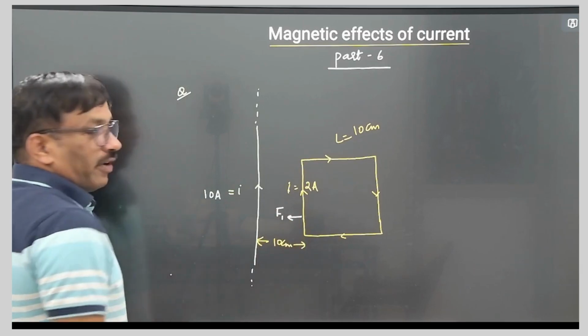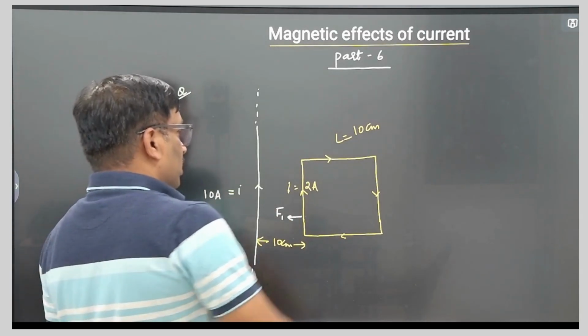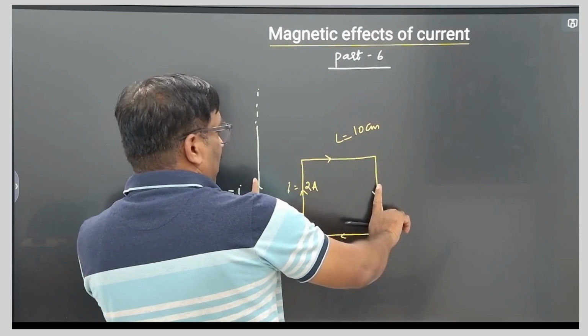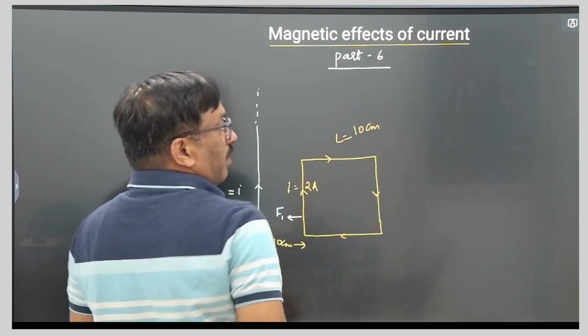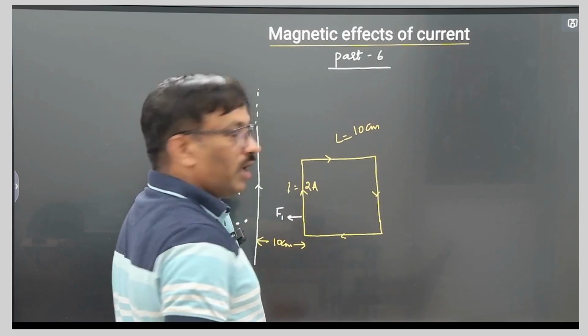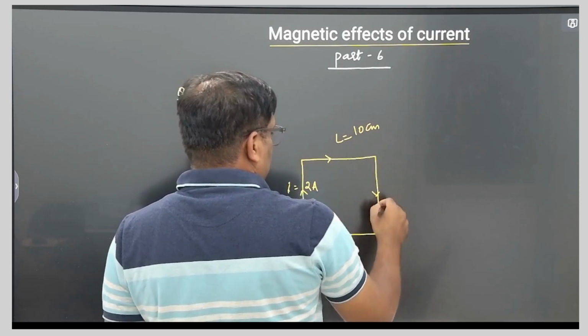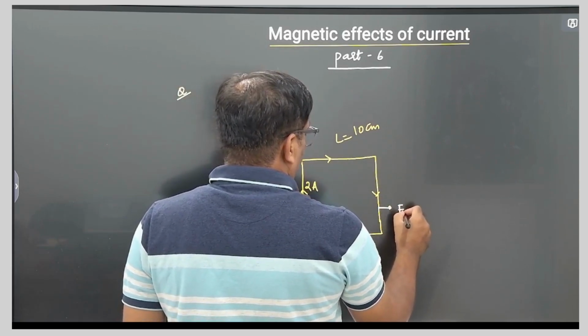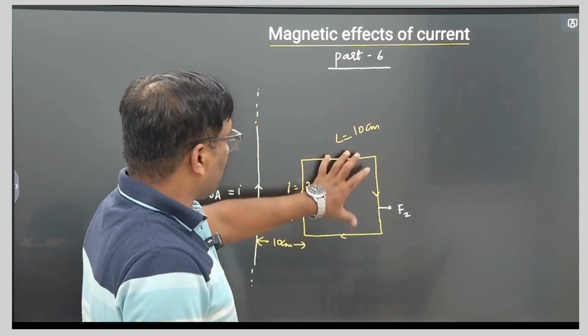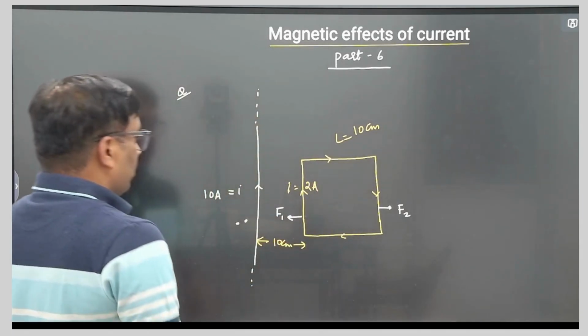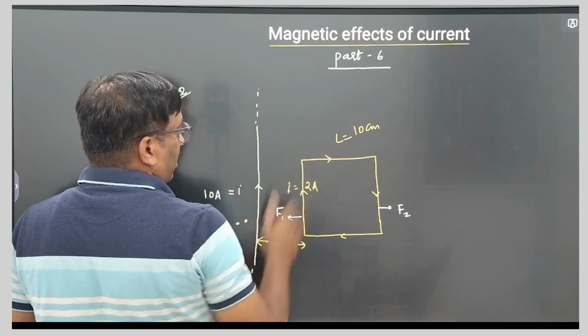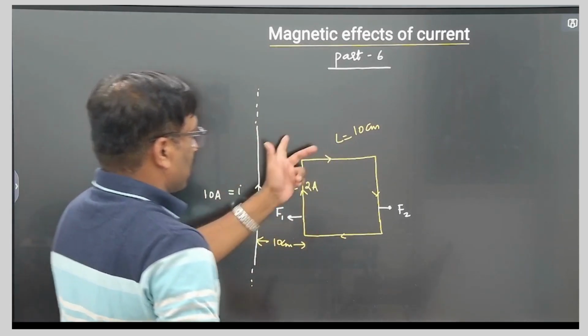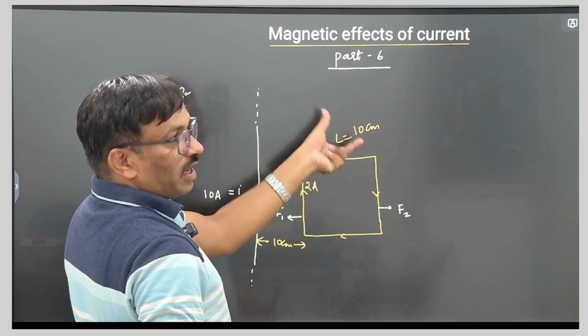This part will experience a force toward this side, suppose F1. Now this part is anti-parallel, and anti-parallel means they undergo a repulsion force. This part will undergo F2. What happened to this side part? See here, very simple. This is our magnetic field, and the current inside this will experience an upward force.